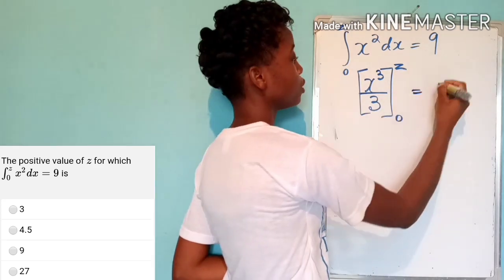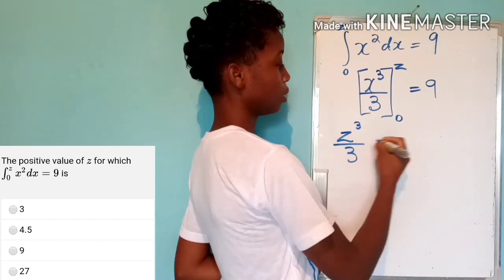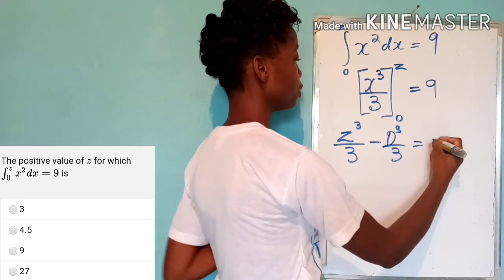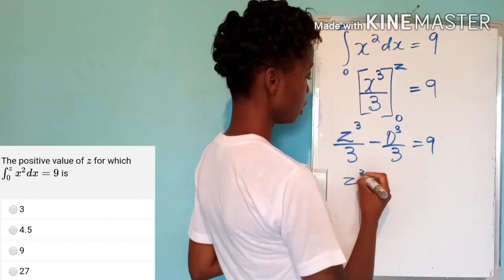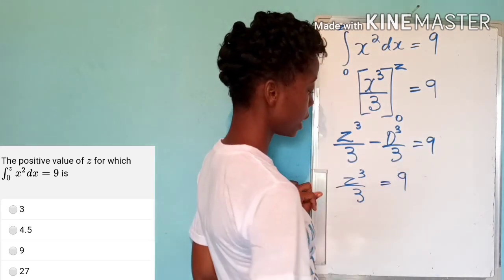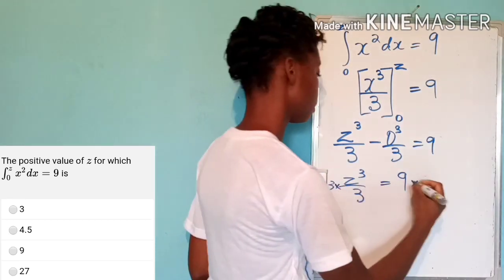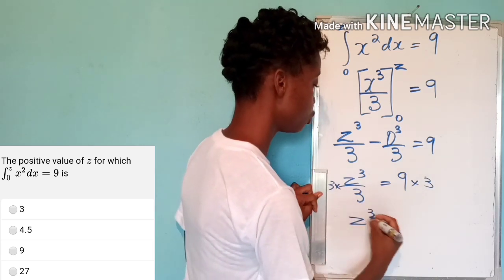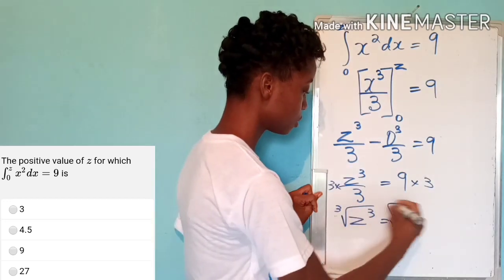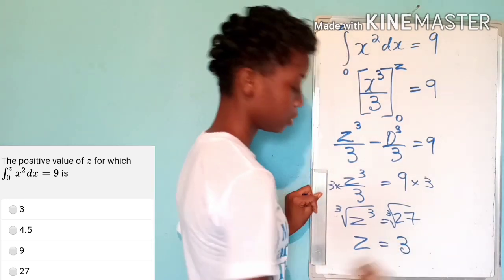And this is equal to 9. Substituting z, we have z cubed over 3 minus, and we're substituting 0 cubed over 3, and this should be equal to 9. Z cubed over 3 minus 0 is equal to 9. We are solving for z, and so we need to get rid of this 3 by multiplying both sides by 3. And so we have z cubed is equal to 27. To find z, we find the cube root of both sides. And so we now have z is equal to 3.